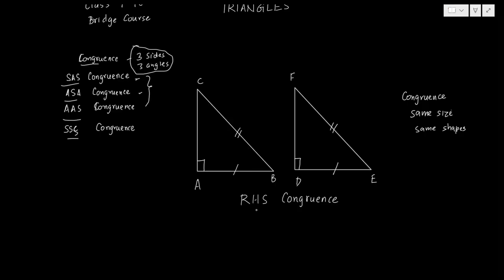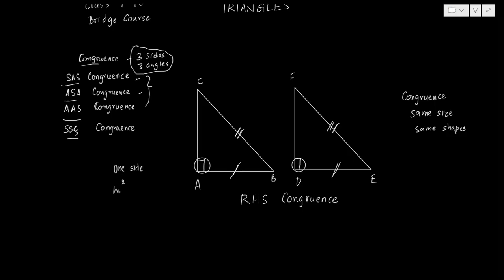What is RHS? First of all, this applies only to right angle triangles. What are right angle triangles? Right angle triangles have one right angle inside them. For example, CAB, this is a right angle and this is a right angle. So you have two right angle triangles here. So if one side AB is equal to another side DE, and if the hypotenuses are equal, that means that these two triangles are congruent.